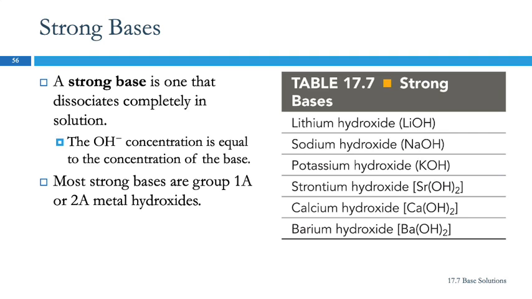So most strong bases are metal hydroxides, and they'll be either group 1 or group 2 metals. And so here's a list of them. You don't need to memorize these. What you need to remember is that a metal hydroxide is a strong base. So metal hydroxides, ionic compounds, when they dissolve, their solubility might be limited, but when they dissolve, they separate completely.